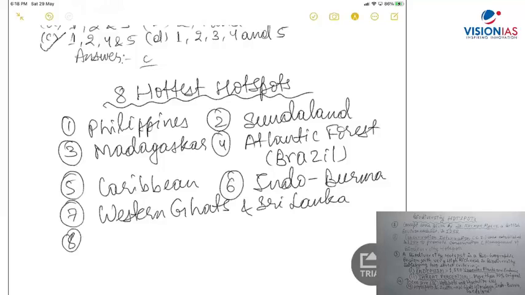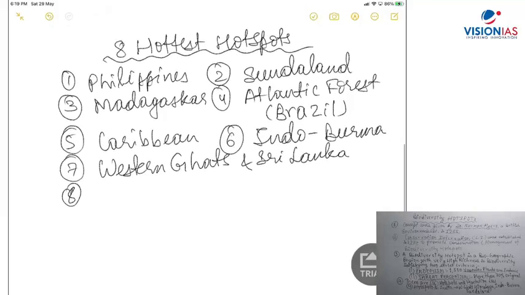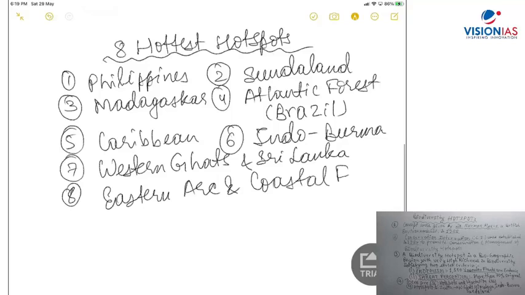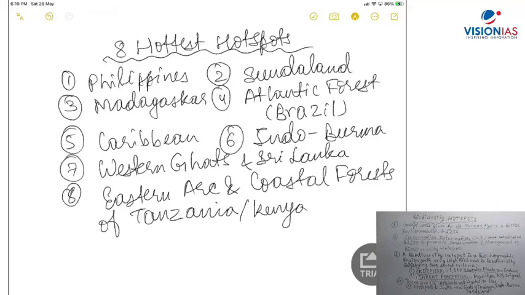And the 8th one is a part of Tanzania and Kenya, the Eastern Arc and coastal forests. Most of these are forests there. This part is also called the Eastern Afromontane, in Africa. The Eastern Arc, which I've written there, is called a hottest hotspot. It has a high level of endemism, and this comes into that.